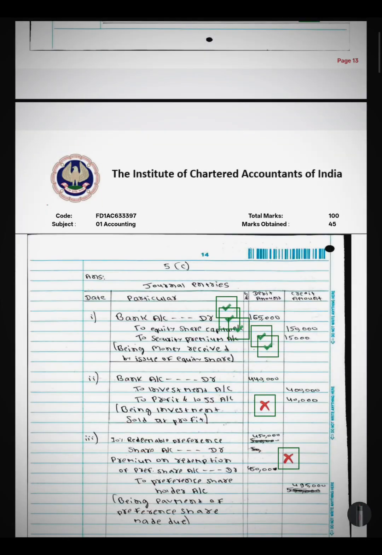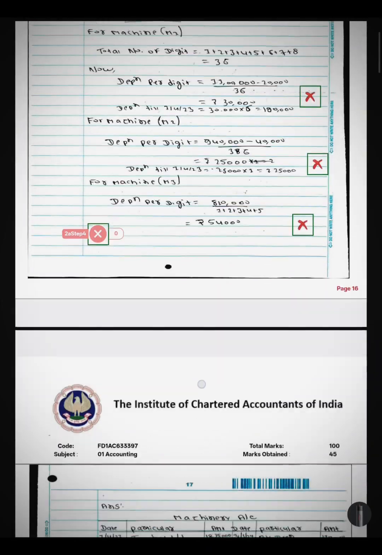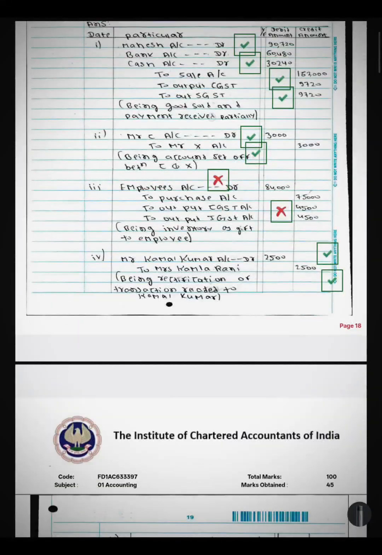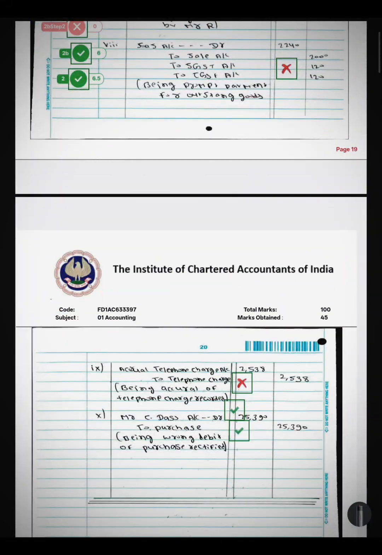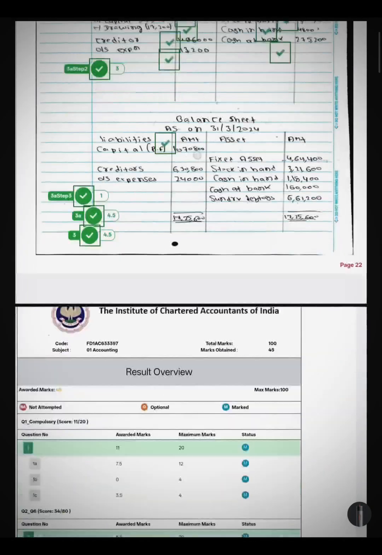Again I have started with a separate paper. As you can see here, for every question I have started from a new paper, and I have written every question in the middle of the paper. As you can see again here, I have started in the middle of the paper.